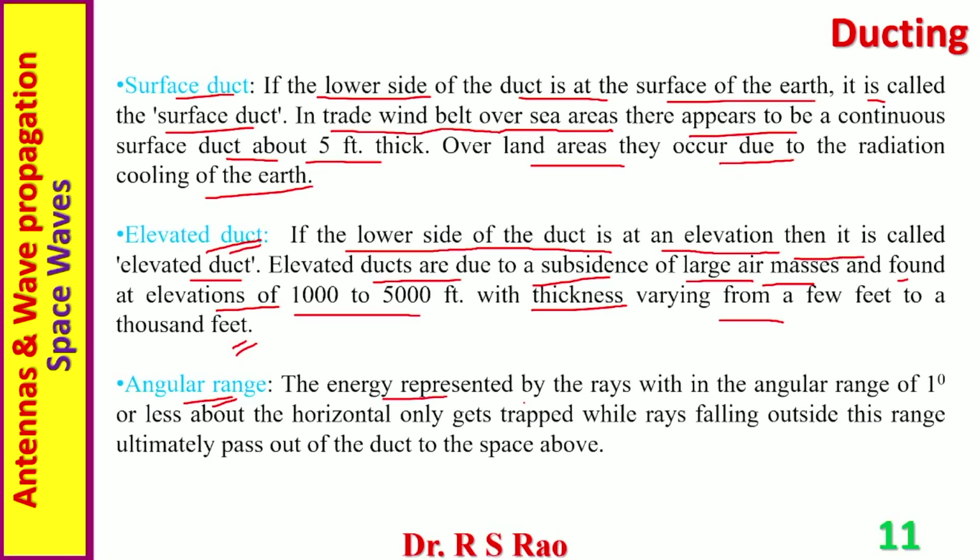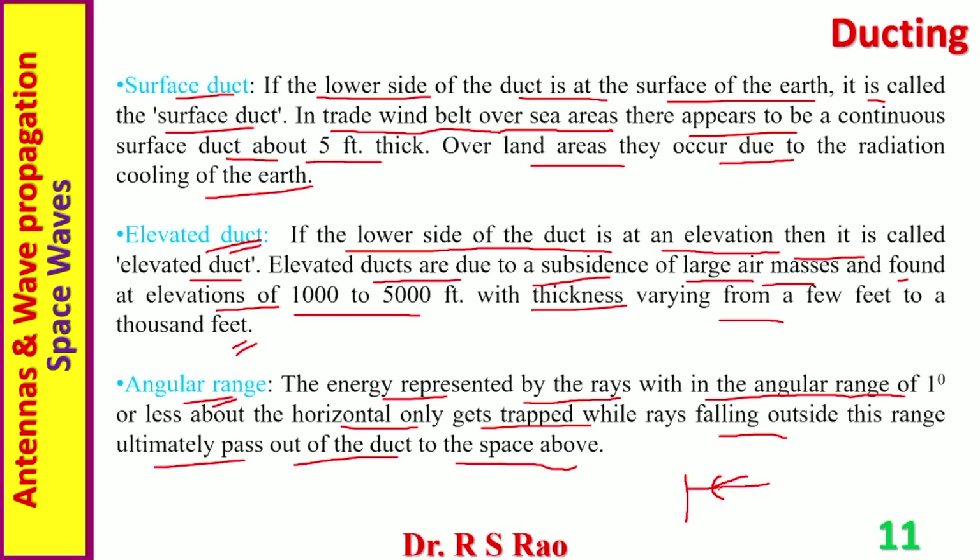The energy represented by the rays within the angular range of 1 degree or less above the horizontal only gets trapped, while rays falling outside this range ultimately pass out of the duct to the space above. What is this point? Here is the transmitting antenna. We have to see that most of the radiated power falls within 1 degree from horizontal.